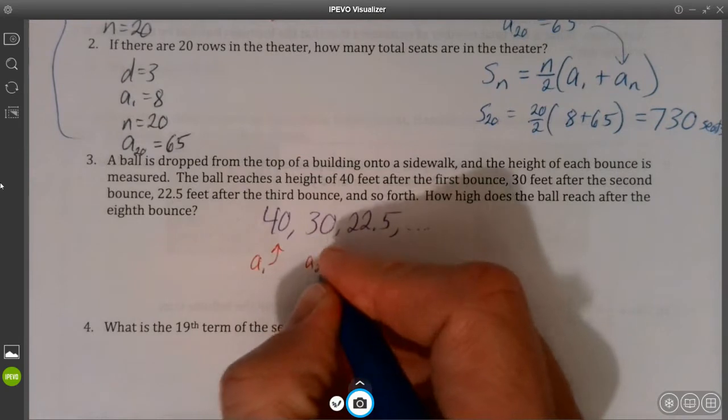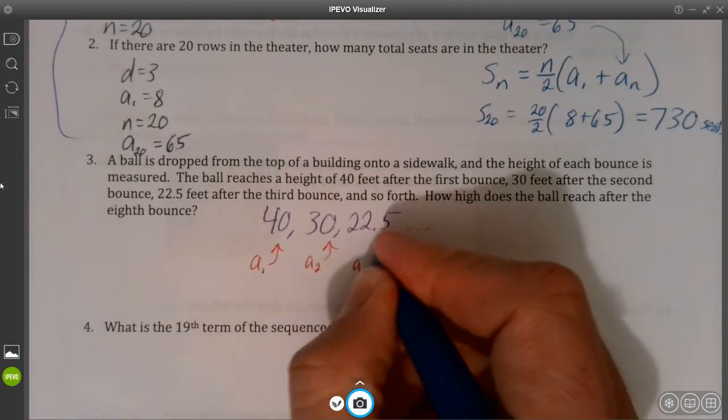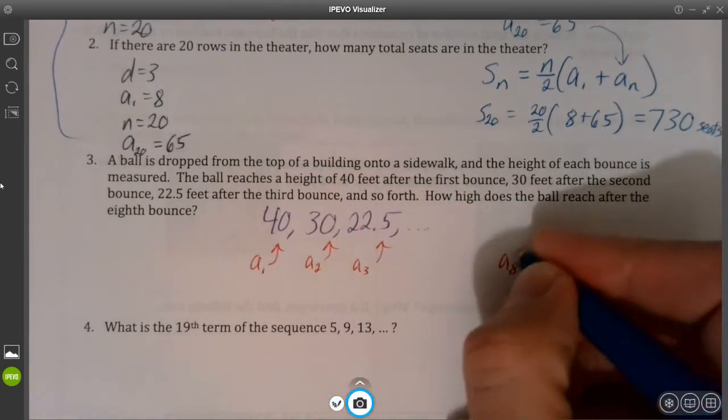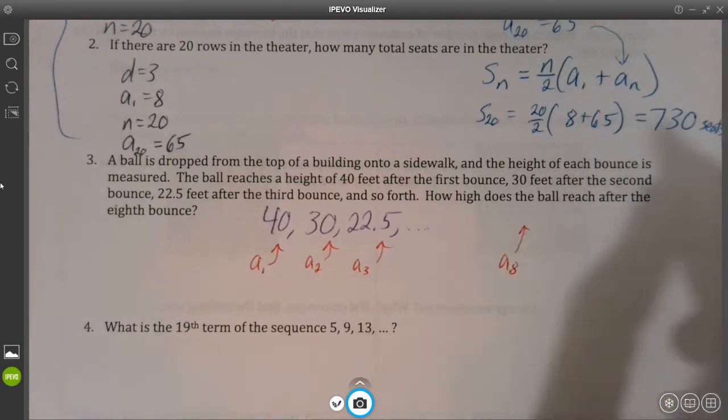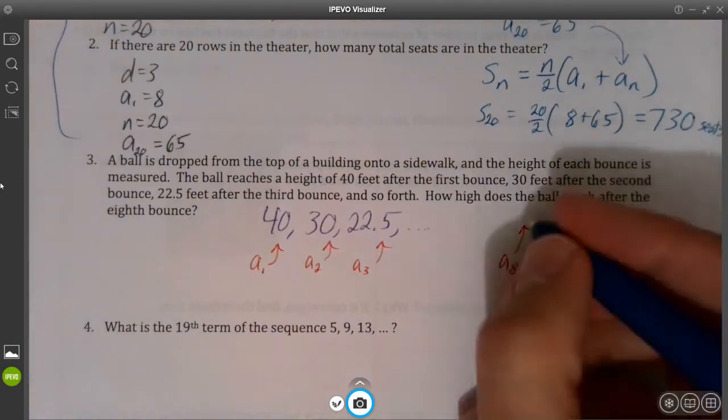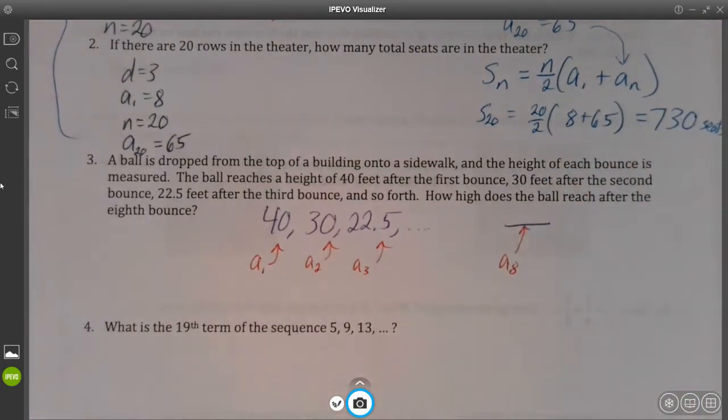A1, A2, A3, A8. And that's what I want to know. I need to know what the 8th term is, and I don't know what it is. Well, let's find the pattern. And I like to go, this is an awkward phrase, but I like to go pattern sniffing. Just sniff out the pattern. I'm not going to smell the paper. That would just be awkward.